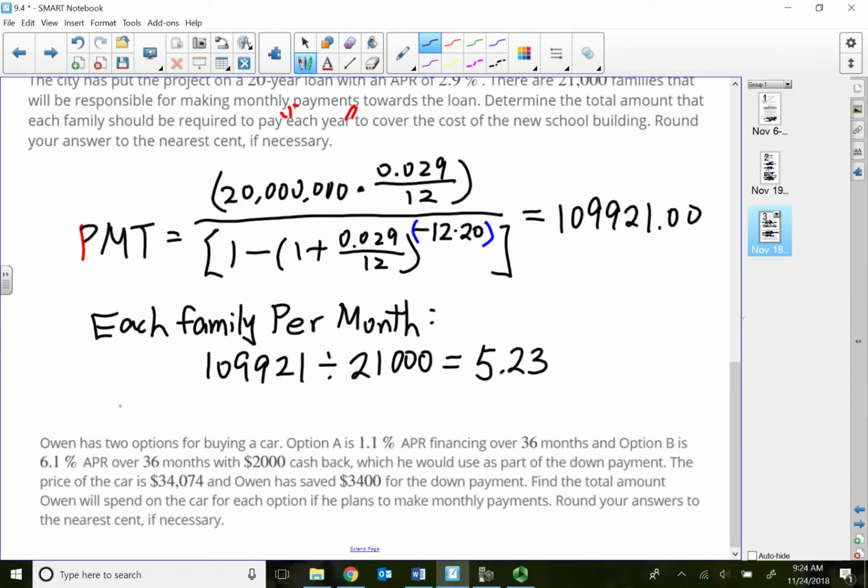So each year, that will be $5.23 per month times 12 months in a year.